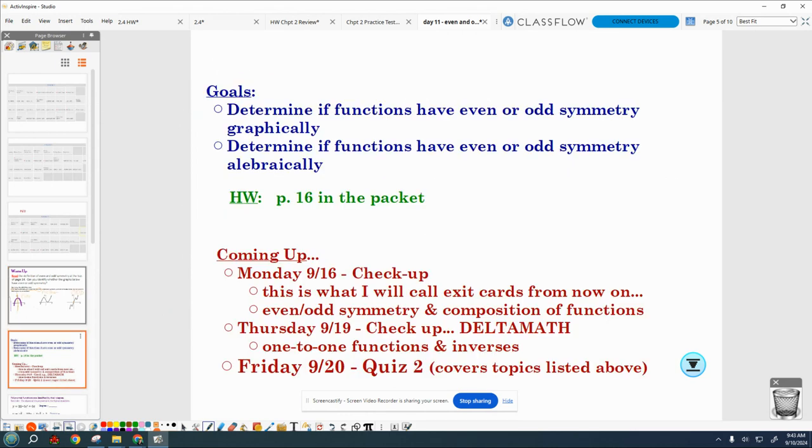All right, so today we need to figure out how to determine if a function's even or odd graphically and algebraically. Homework is to finish page 16. Monday we're going to have a checkup or feedback card, and it'll be on Delta Math. There'll be another one on Delta Math. Okay, so this is what's coming up. Dates and everything. So today is the 10th. So in another 10 days, we're going to have another quiz.